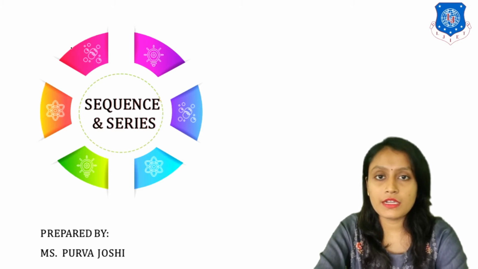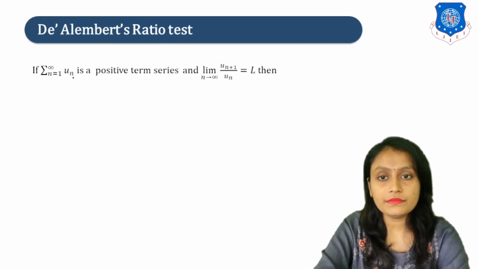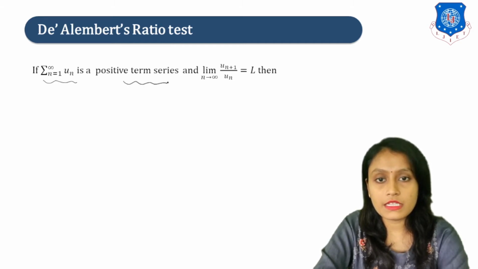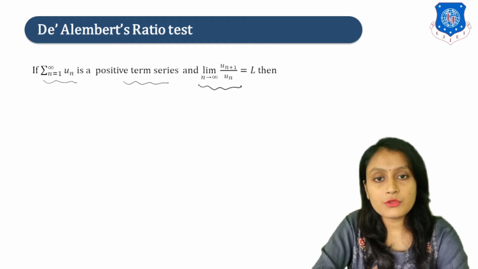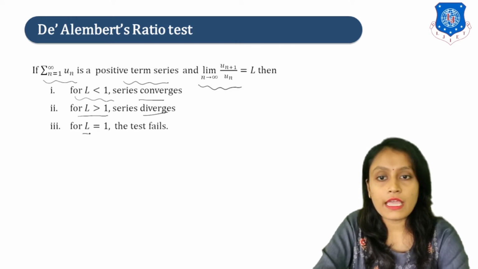Today we are going to study a few more topics of sequence and series. So let's begin with the first topic, that is D'Alembert's ratio test. If series Σun is a positive term series and limit n tends to infinity, un+1 upon un is equal to L, then for L less than 1 the series converges, for L greater than 1 the series diverges, and for L equal to 1 the test fails.